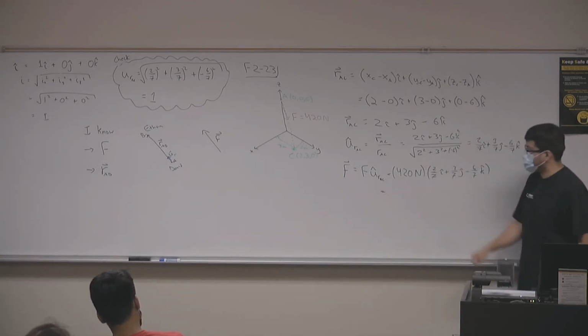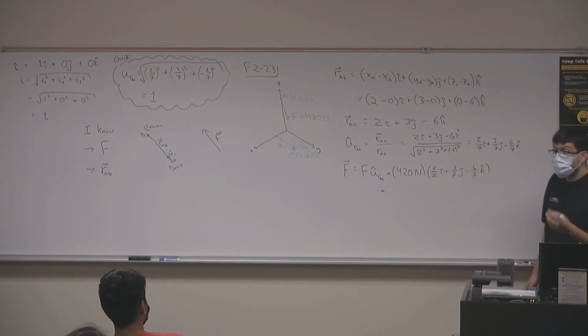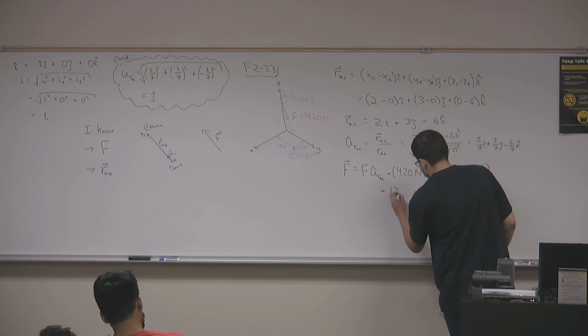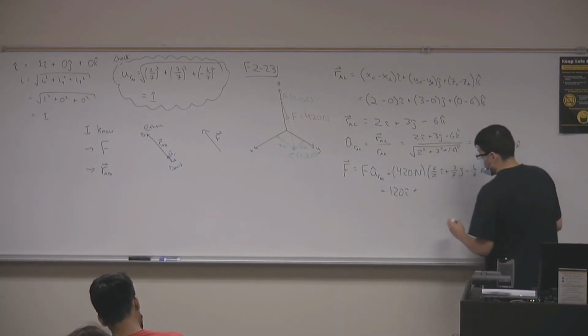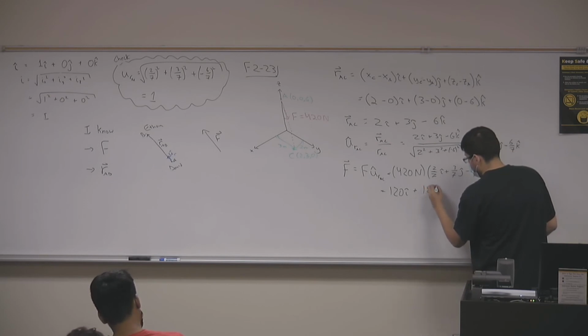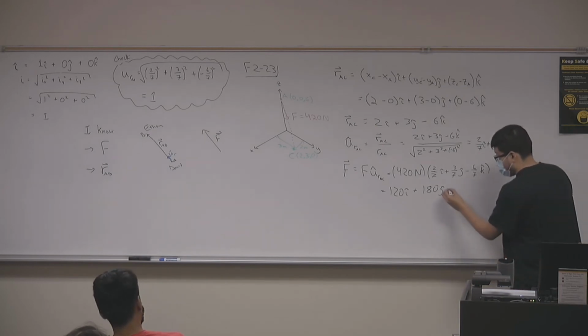So what's our x term? What's 420 times 2 over 7? 120. Exactly, 120. 3/7: 180. Negative 6/7: 360. Is that it? Negative 360. There we go.